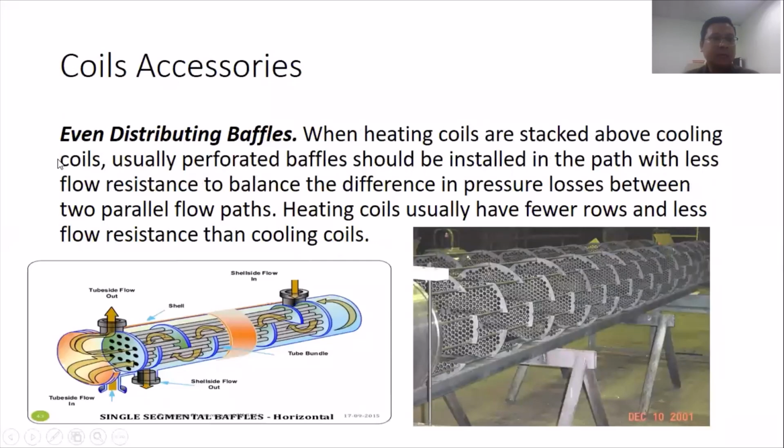Then we go to other accessories of the coil. We call it the even distributing baffle here. The baffle is to locate the tube inside the coil system. It's one type of the horizontal type.